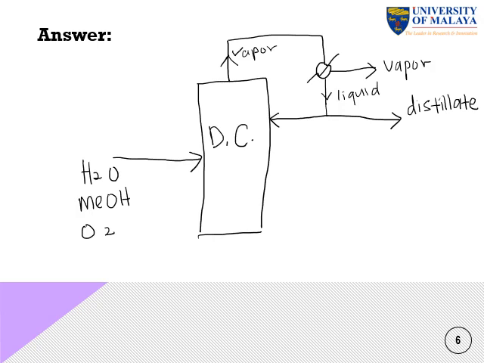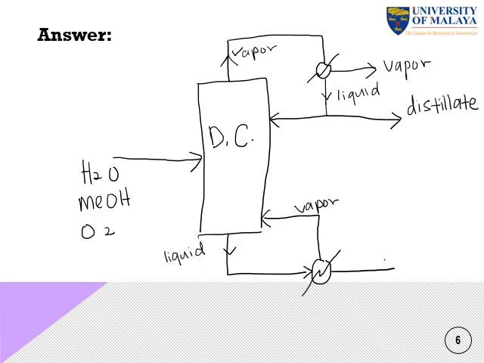Okay, so what happens to the liquid product at the bottom of the column? So this is liquid. It is being fed to a partial reboiler, where some of the liquid is reboiled, becomes vapor and is fed to the column again, and some of the liquid fed to the reboiler remains as liquid, and this is the liquid product from the bottom of the column, which contains mostly water.